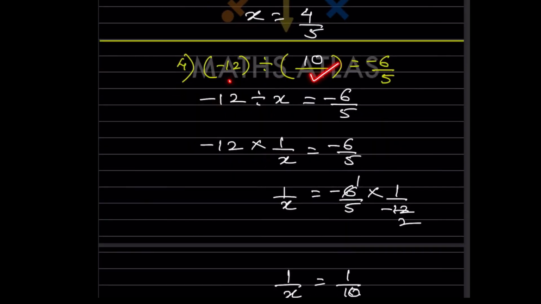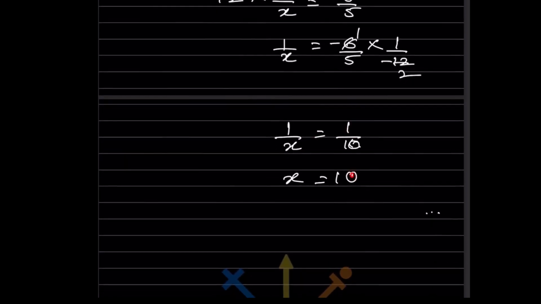Now this is a blank. Minus 12 divided by x is minus 6 by 5. So minus 12, this is multiplication, this will be the reciprocal. So now this is the same. This is going to go to the other side, and that will be the reciprocal, that will be 1 by minus 12. 6 ones are 6, twos are, so this is going to be minus 1 by minus 10. So that will be 1 by 10. So 1 by x is 1 by 10. So x is going to be 10.